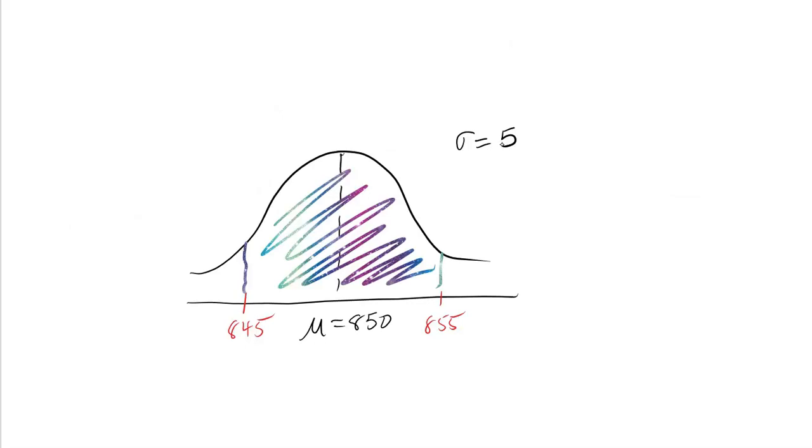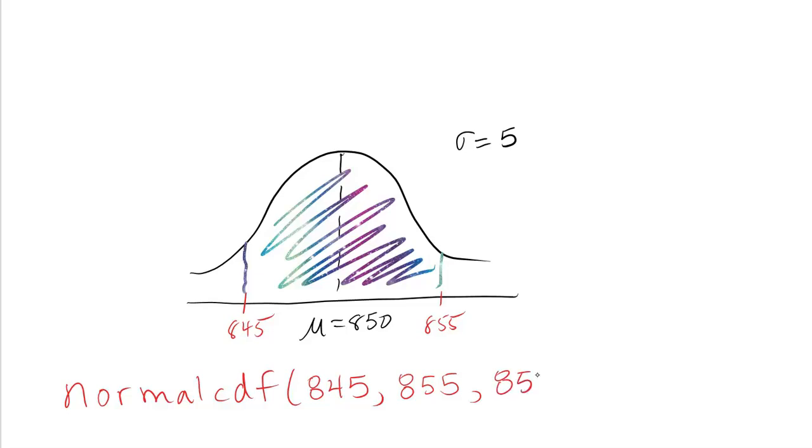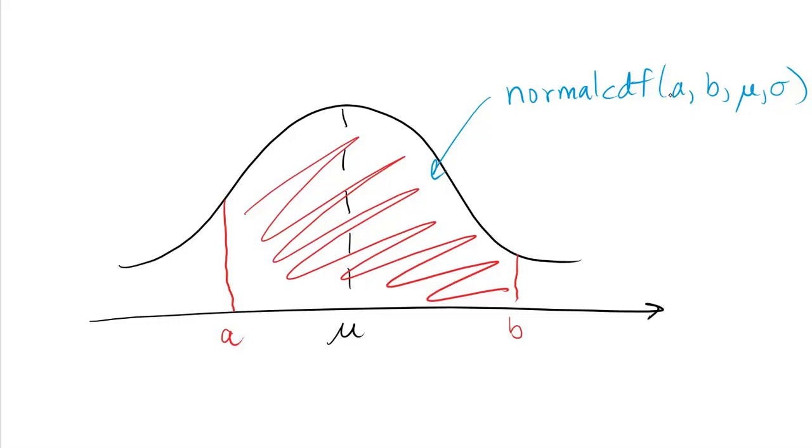We know the mean, we know the standard deviation, so we have this upper bound of the normal curve, and we have this interval from 845 to 855. This is exactly what normal CDF is built to do. So I'm going to do normal CDF of 845, that's the lower bound, 855, that's the upper bound of the area, the right bound of the area. The third input is the mean, 850, and the last input is the standard deviation, 5. Lower bound, upper bound, mean, standard deviation, or the way that I like to say it is A, B, mu, sigma. A is the lower bound, B is the upper bound, mu is the mean, sigma is the standard deviation.